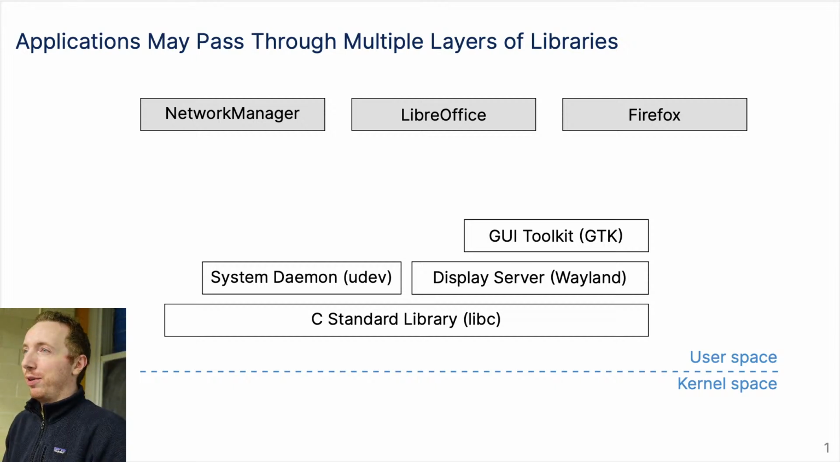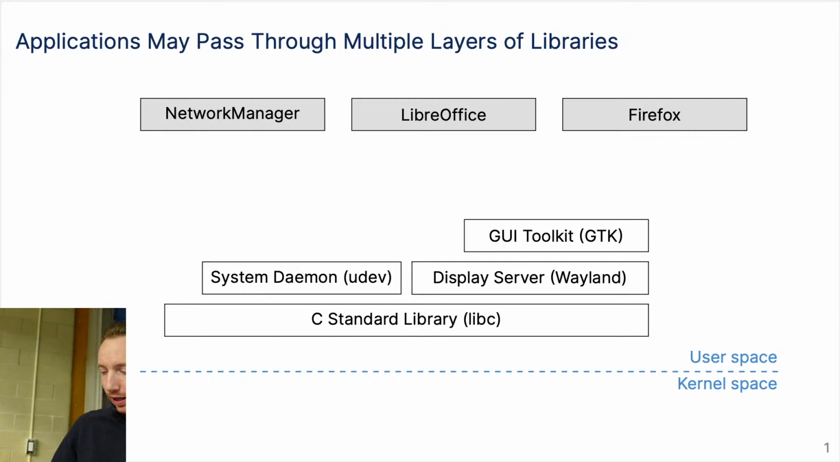And this is the typical kind of libraries you'll see on a Linux machine. You'll have the C standard library, and then you'll have other libraries built on top of it, like the system daemon library that udev is run on just to make it easier to talk to devices using the kernel. Then there's going to be a display server that actually renders stuff for you. And then on top of the display server, you could have a GUI toolkit that uses the display server. And then you have a bunch of applications.